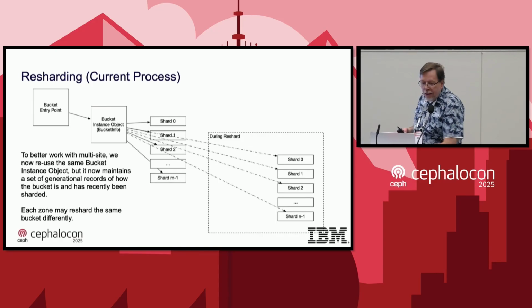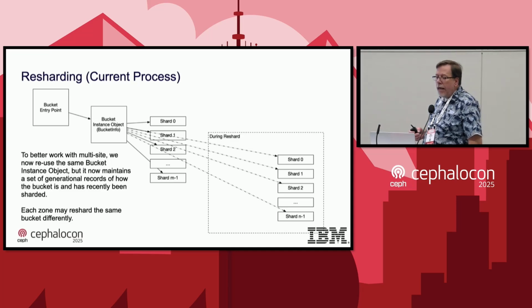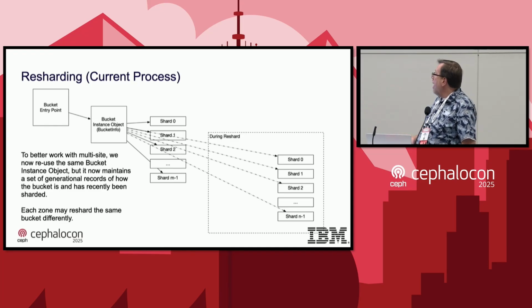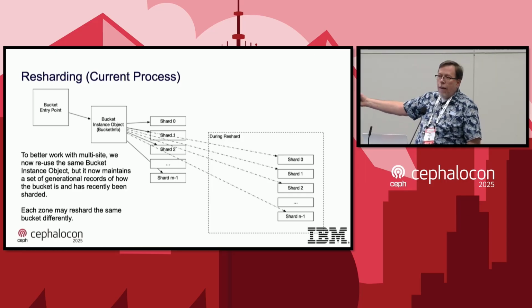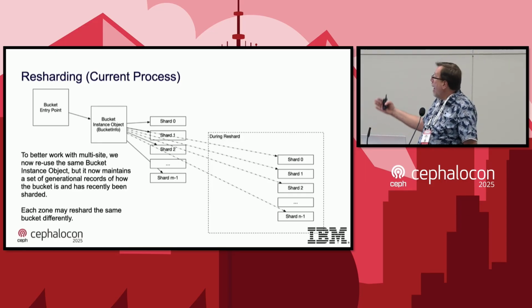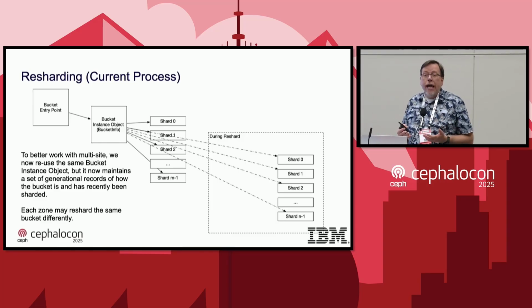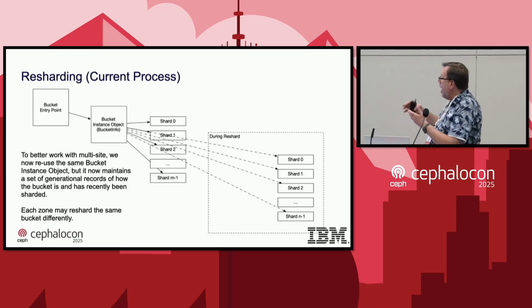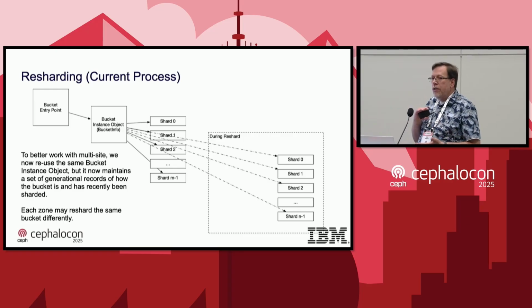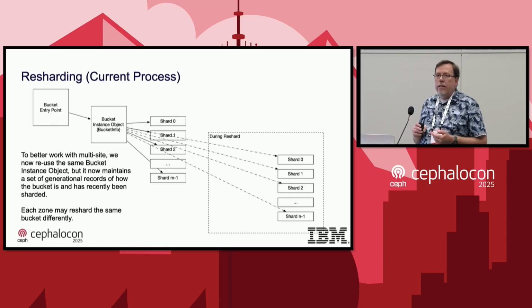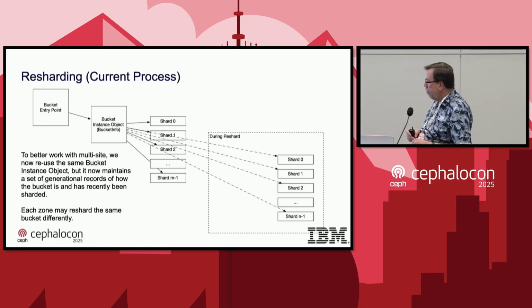Now, there have been some recent changes, and this was done in order to better support multi-site, in that we no longer create a new bucket instance object every time we reshard. Instead, all of the shards have a generation number built into their object names. And we simply keep a record of all the generations of the resharding schemes in the bucket instance object. We create the new set of shards, and then we update the existing bucket instance object to refer to all of those.